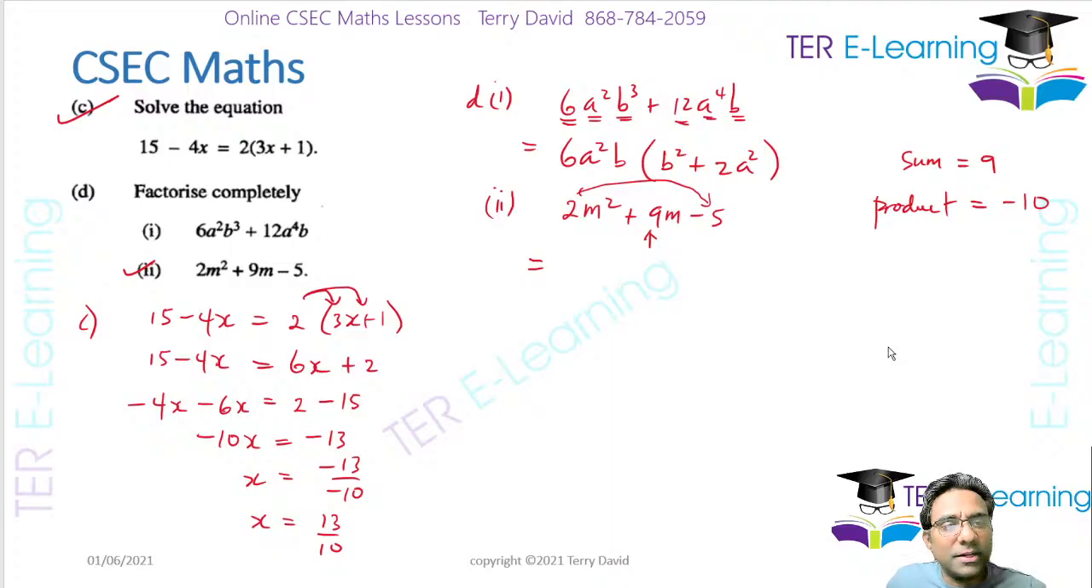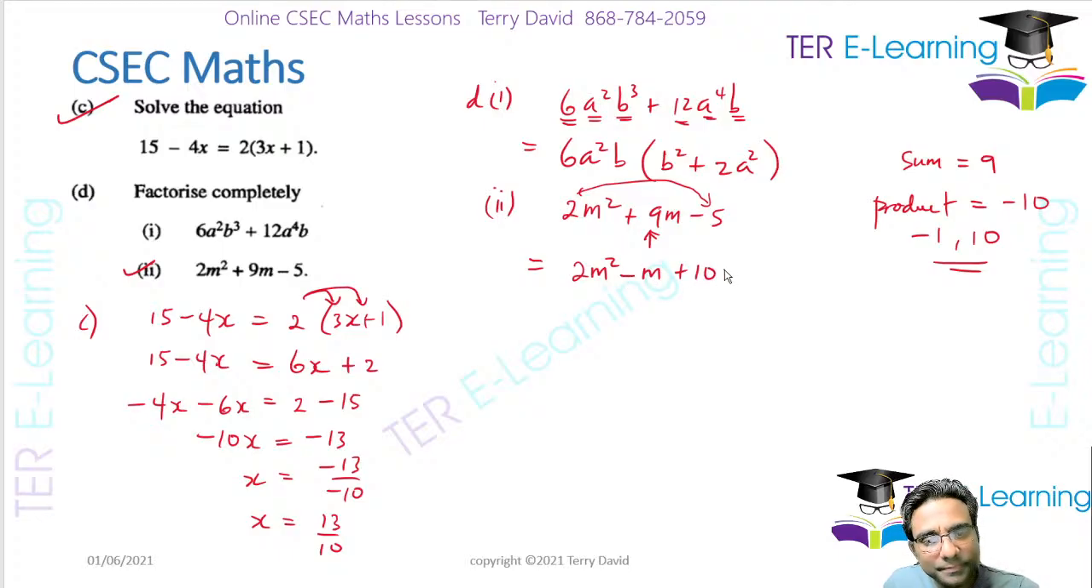So the two numbers that I'm looking for here will be minus 1 and 10. Because minus 1 plus 10, when I add them, I'm going to get 9. And minus 1 multiplied by 10, I'm going to get minus 10. So I need to take these two numbers and replace my middle two. So this is going to be 2m squared minus m plus 10m minus 5, right?